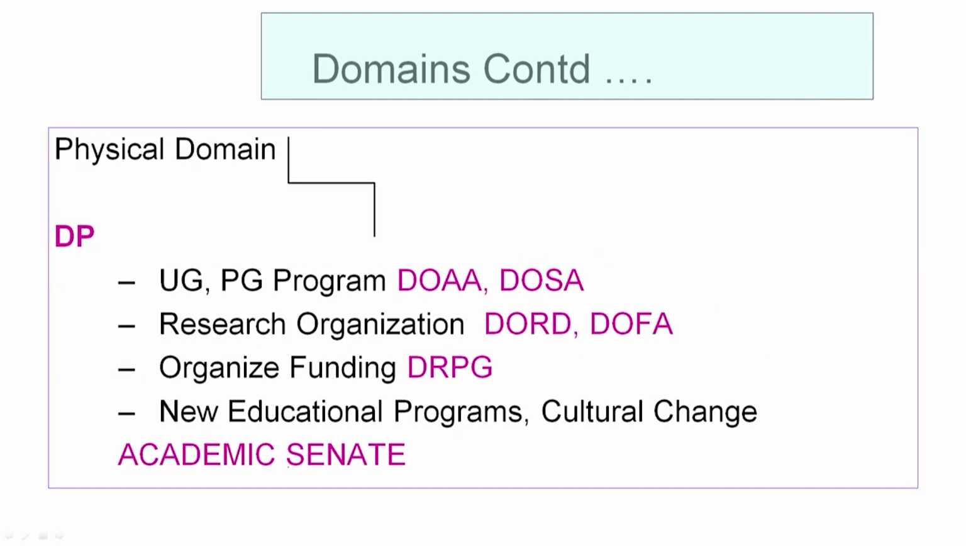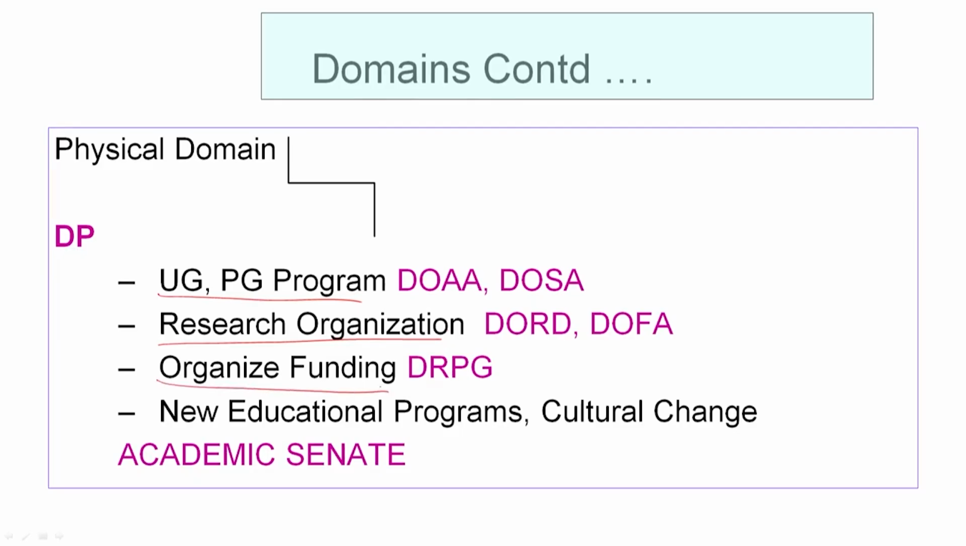Then I go to the physical domain, where I have to design. How do you ensure quality education? Well, you must have undergraduate and postgraduate programs, otherwise you cannot ensure it. You must have a research organization for the second point, research and innovation. Then you must organize funding.